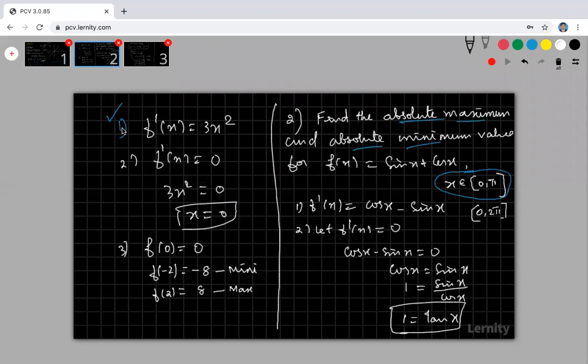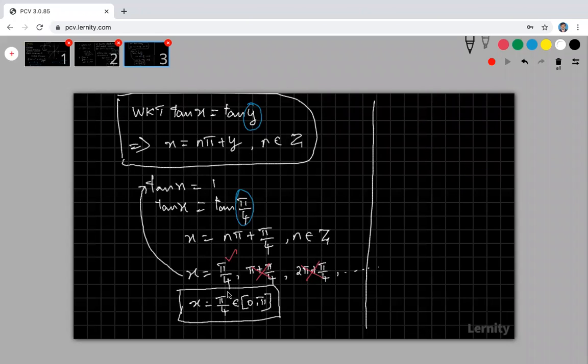So for finding absolute maxima and minima, first of all, find the derivative. The second step is to let f dash of x equal to 0 and find the critical points. This is our critical point. Here I am using a trigonometric equation formula and I am getting my critical point. x is equal to pi by 4 is the critical point.